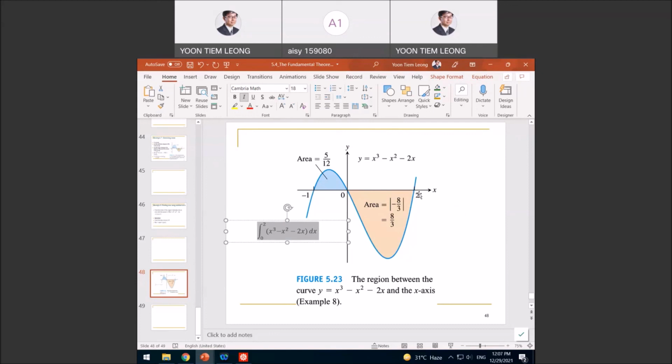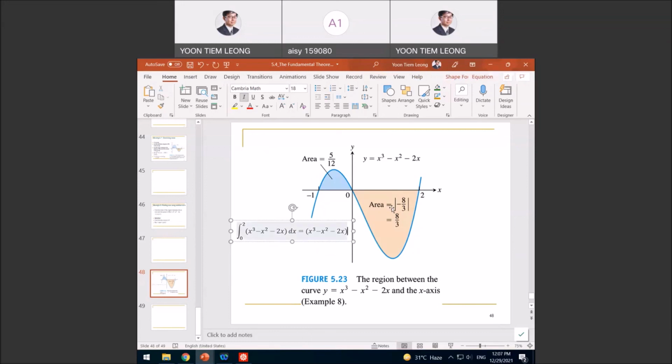But this is just the integration. As I mentioned, the definite integral could be positive, could be negative. But if you want to find the area, then the area must be the absolute value of the integration. So just simply calculate this. It's quite straightforward. It just equals the antiderivative of the function. So you have to just figure out what the antiderivative for this function is, which could be done quite easily.